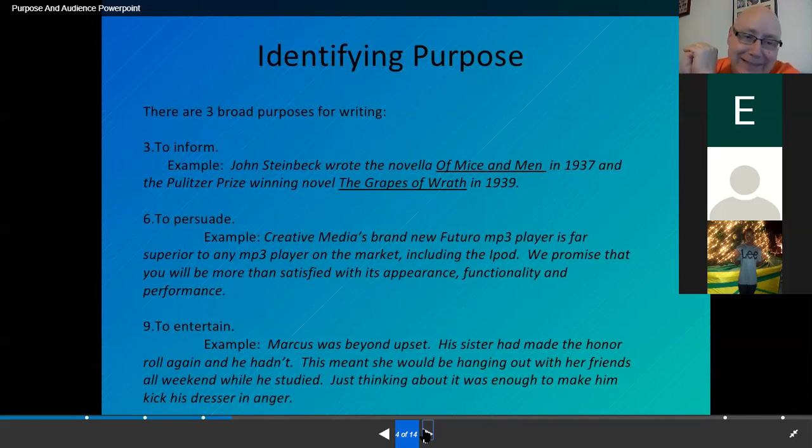To persuade. Example, Creative Media's brand new Futuro MP3 player is far superior to any MP3 player on the market, including the iPod. We promise that you'll be satisfied with its appearance, functionality, and performance. So that is to persuade. It also kind of sort of entertains me because nobody buys MP3 players anymore or iPods.